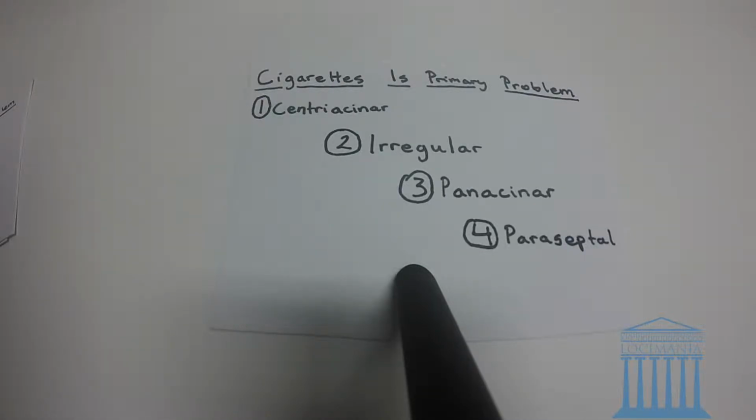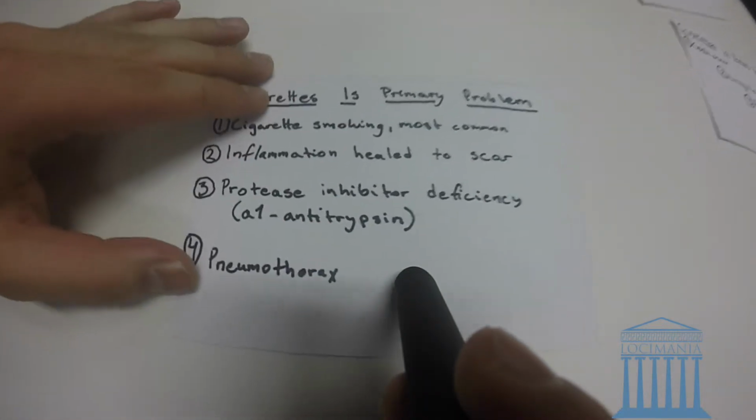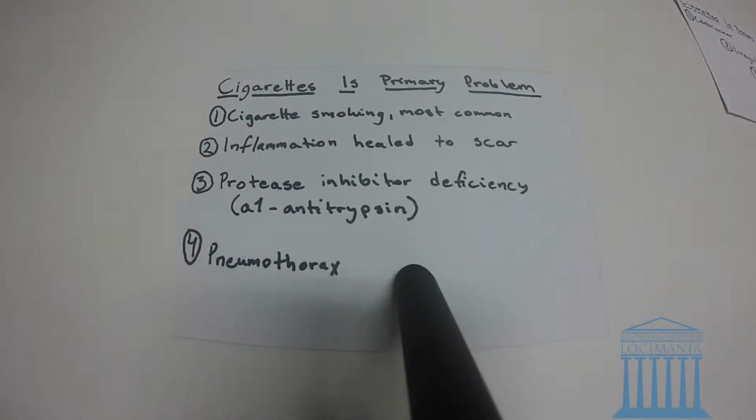And going on to the next slide, I'll show you how to memorize the four causes of these four types by memorizing the same sentence up there. So cigarettes is primary problem. Very easy. So centroacinar hits the central parts of the lung, and you can see that it's commonly caused by cigarette smoking, and that's the most common type of emphysema.